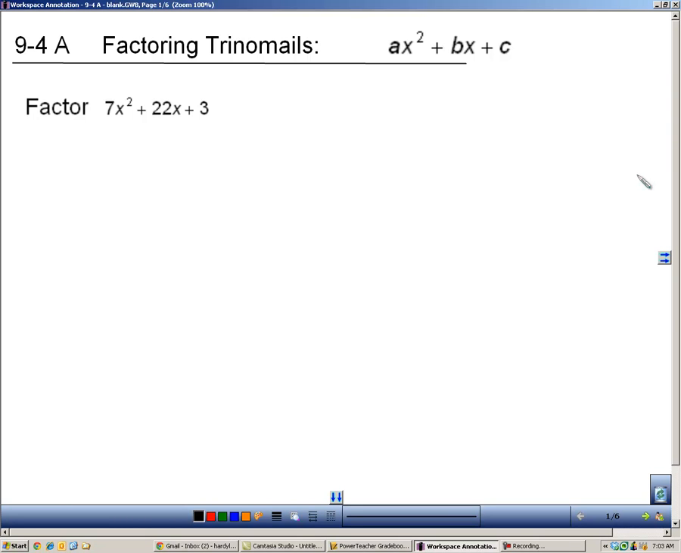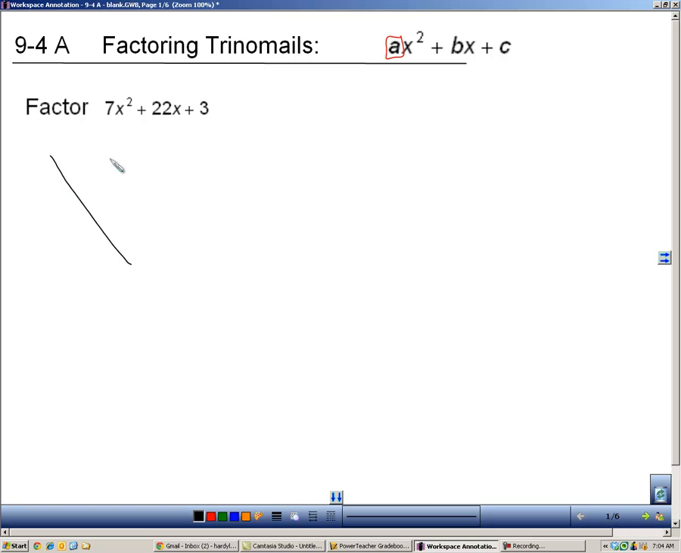Section 9.4a is about factoring trinomials again, but this time our trinomials are going to be a little different. They're going to have a number other than 1 in front of the x squared, and that's going to make our diamond portion a little bit more difficult, but other than that, we're going to factor these trinomials the same way we have in the past.